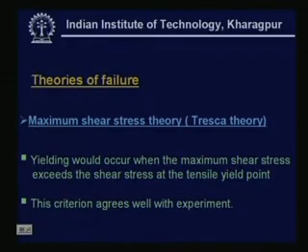Good day. We continue our lecture on the design for strength from the earlier class. We had a very quick recapitulation of what we discussed last class. We discussed the maximum shear stress theory, which is also called the Tresca theory, and we saw that yielding would occur when the maximum shear stress exceeds the shear stress at the tensile yield point.